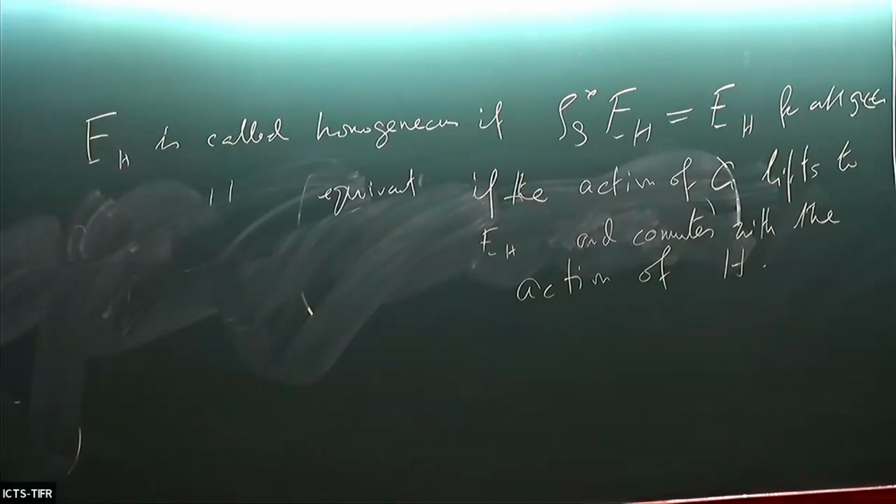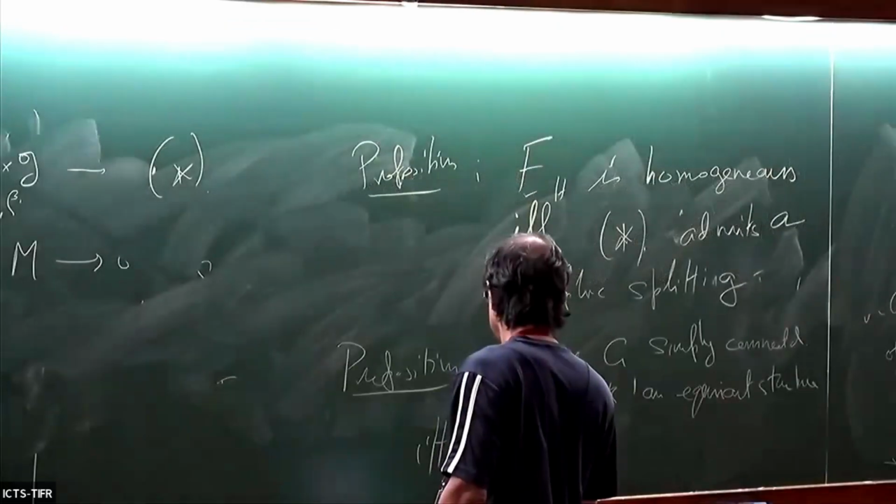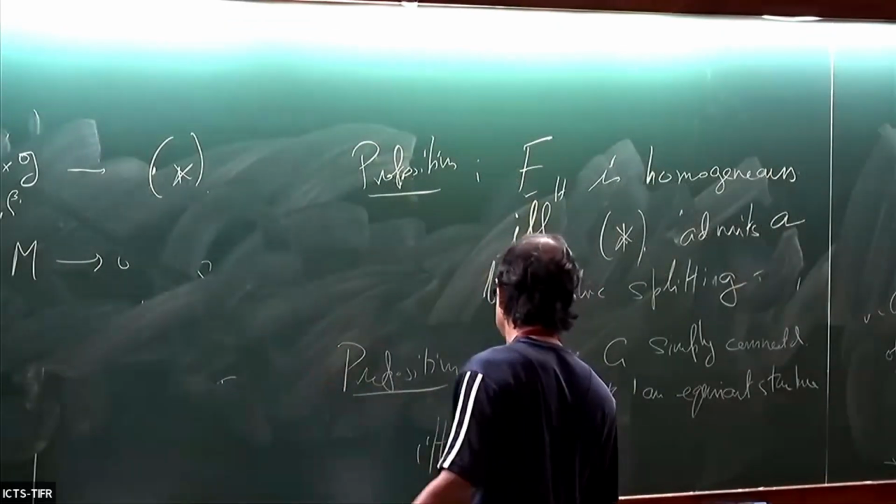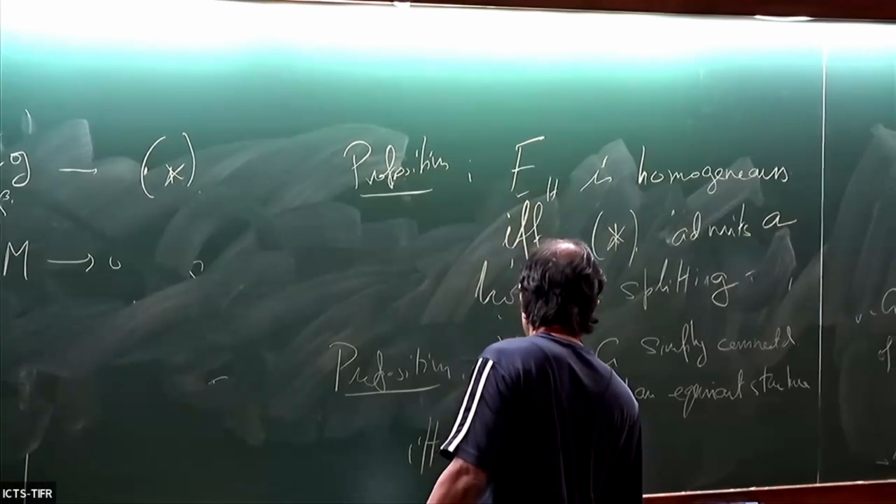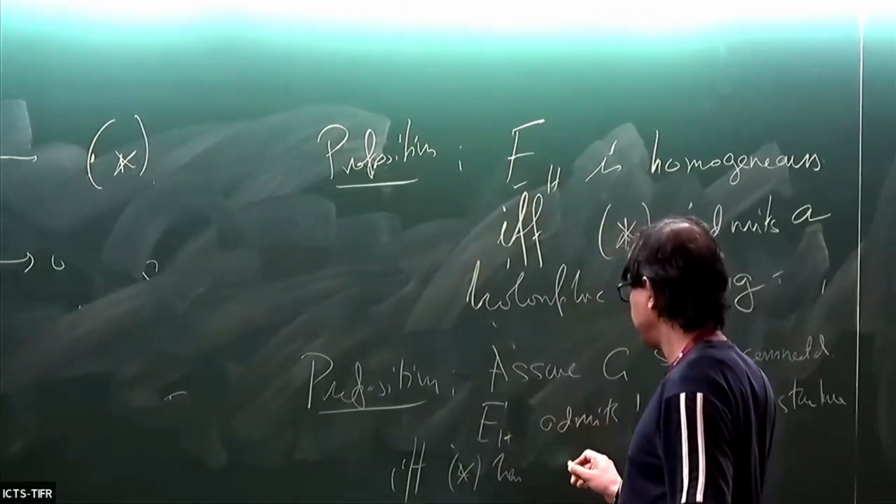Assume that G is simply connected. Then EH admits an equivariant structure if and only if the star sequence has an integrable or flat splitting.